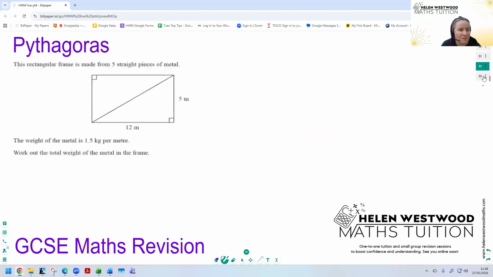So having reminded ourselves about Pythagoras and how we can work with this, I thought I'd share a couple of questions where we're using Pythagoras with other questions. So we've got to spot that Pythagoras is necessary and then what else we need to do in order to answer the question.